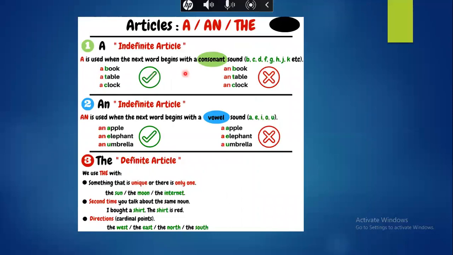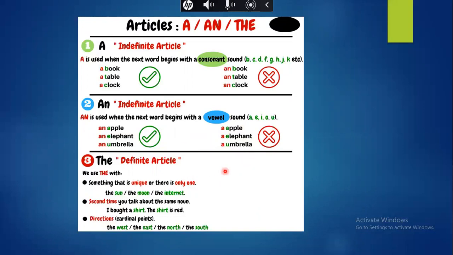So the indefinite articles are used when the next word begins with a consonant sound, as I have discussed. So we are not going to say an book, an table, an clock. That would be wrong. We're going to say a book, a table, a clock. Well, an always comes in front of words that begin with a vowel sound. That would be an apple, an elephant, an umbrella. We're not going to say a apple, a elephant, or a umbrella.